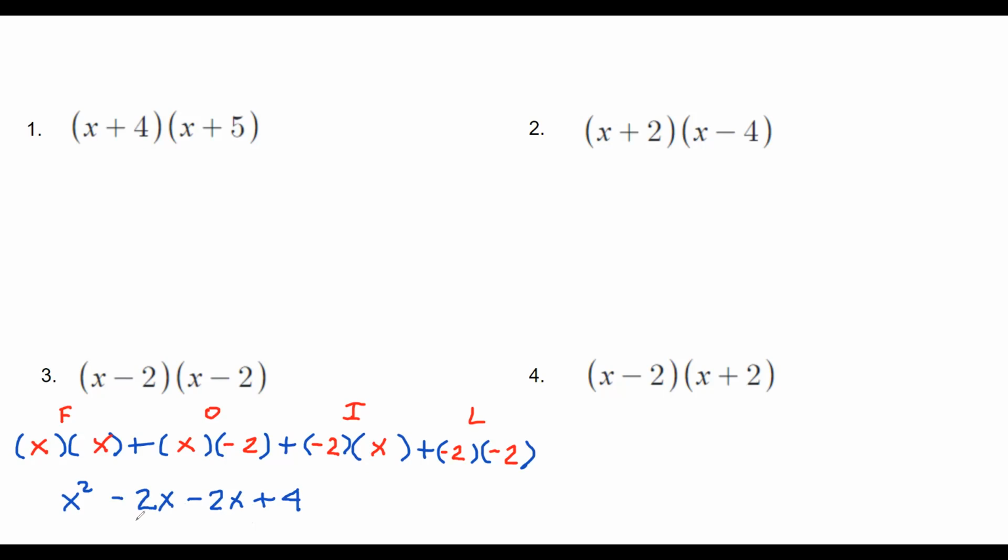Once again, we can see that we have like terms here in the middle. Minus 2x and minus 2x becomes minus 4x. X squared doesn't combine with anything. Positive 4 doesn't combine with anything. Our answer is x squared minus 4x plus 4. So notice that when both are negative, the constant at the end will be positive, and the middle term will be negative.